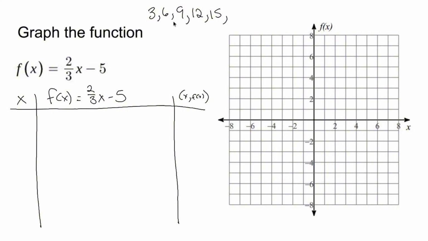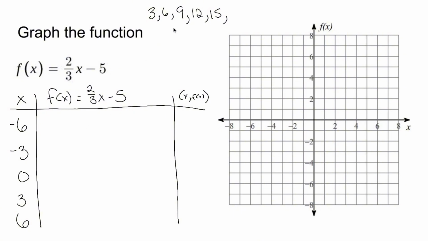Anyway, choose those. I'm not going to choose exactly those because I like to do some negatives. So what I'm going to choose is -6, -3, 0, 3, and 6. And by choosing multiples of 3, I'm not going to have to deal with fractions. So step number 2 is I'm going to use these numbers right here and plug them in.